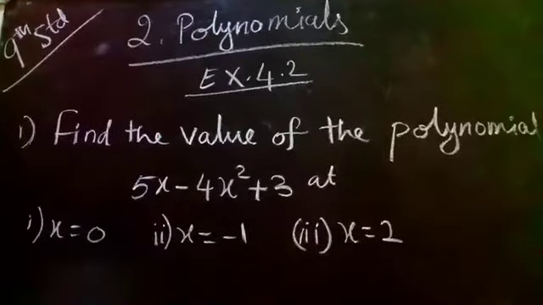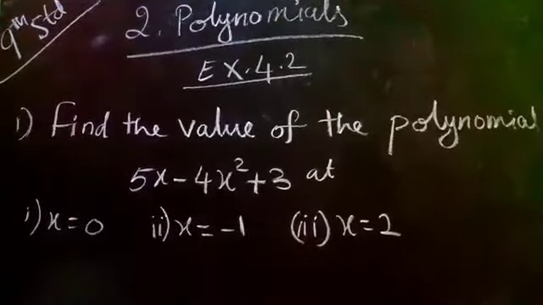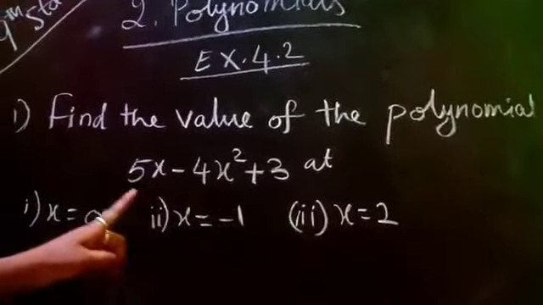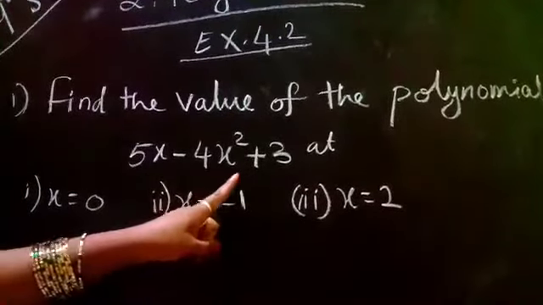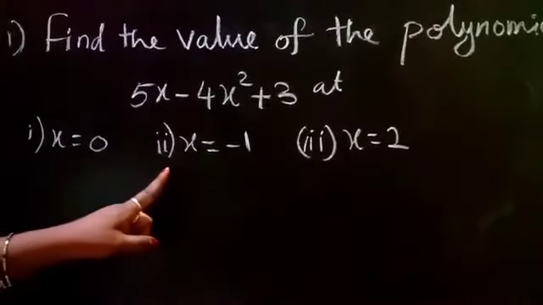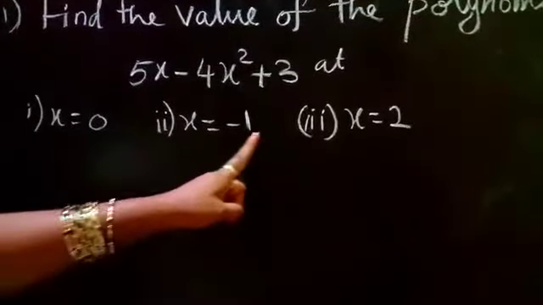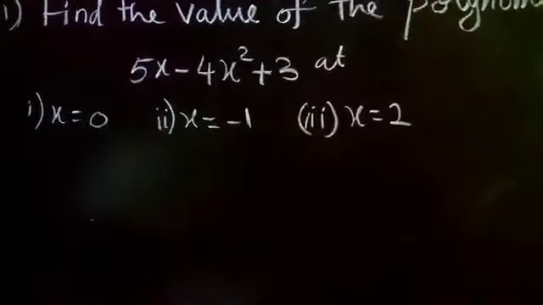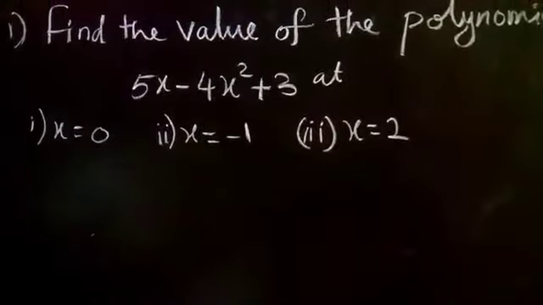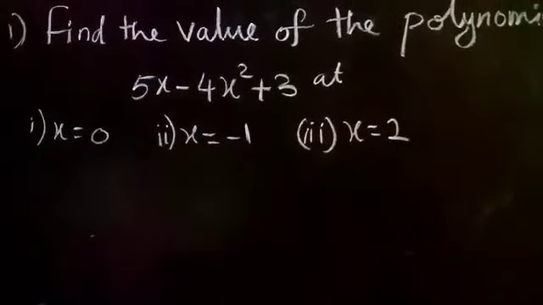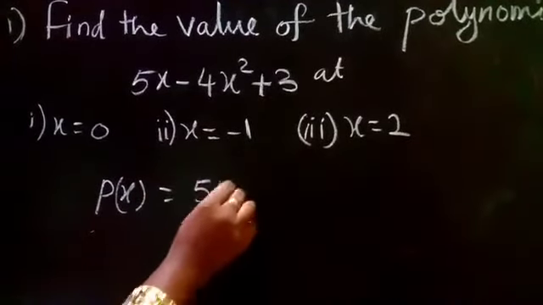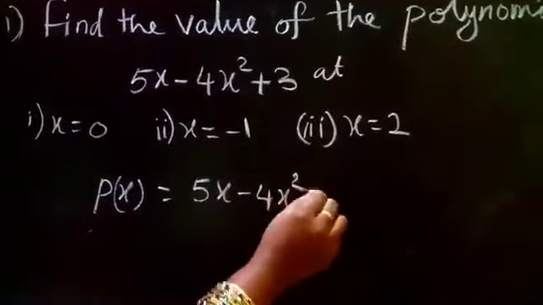We are going to see exercise 4.2 in polynomials. The first question is to find the value of the polynomial 5x minus 4x square plus 3 at x equal to 0. Second one, x equal to minus 1. Third one, x equal to 2. We have to substitute all three values in the x place and find the polynomial. So p of x equal to 5x minus 4x square plus 3.